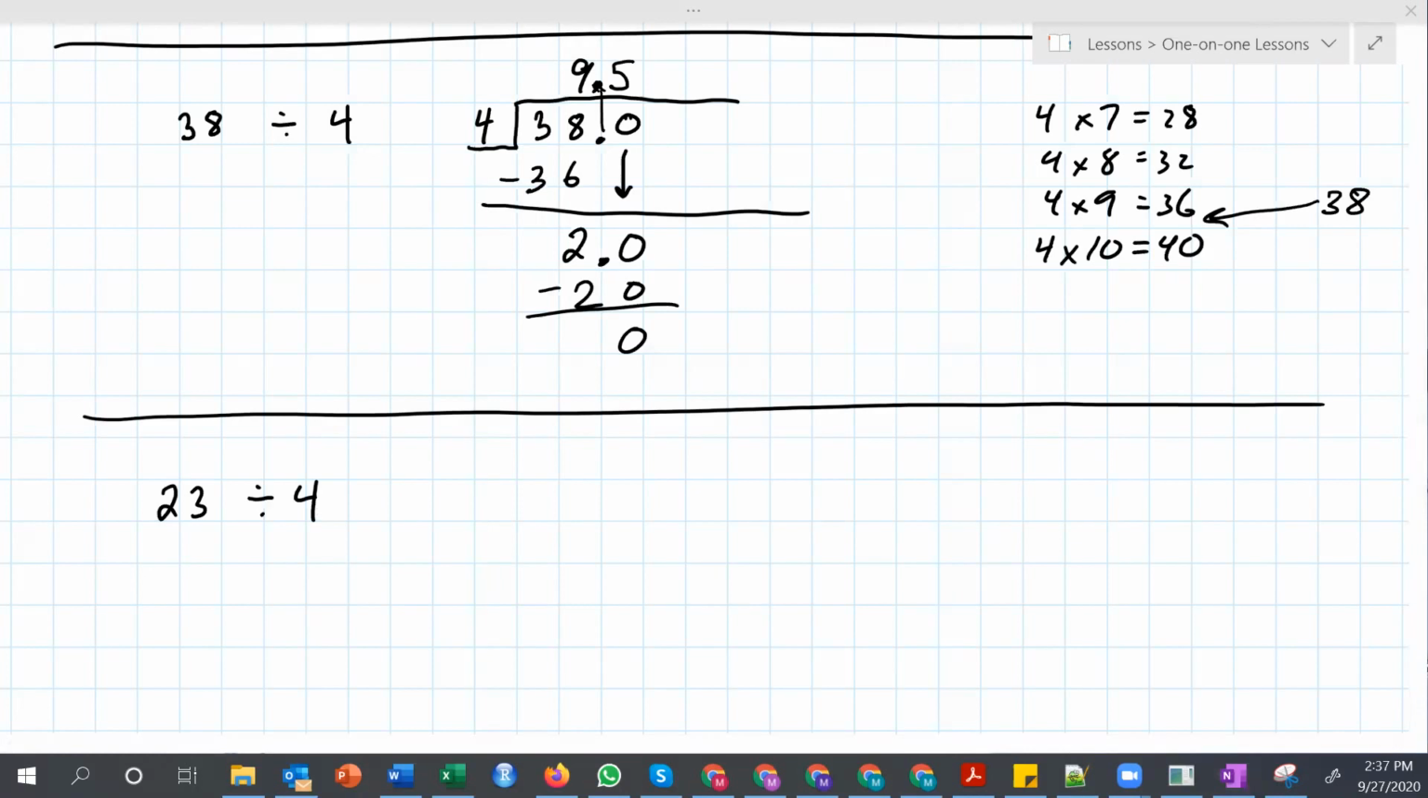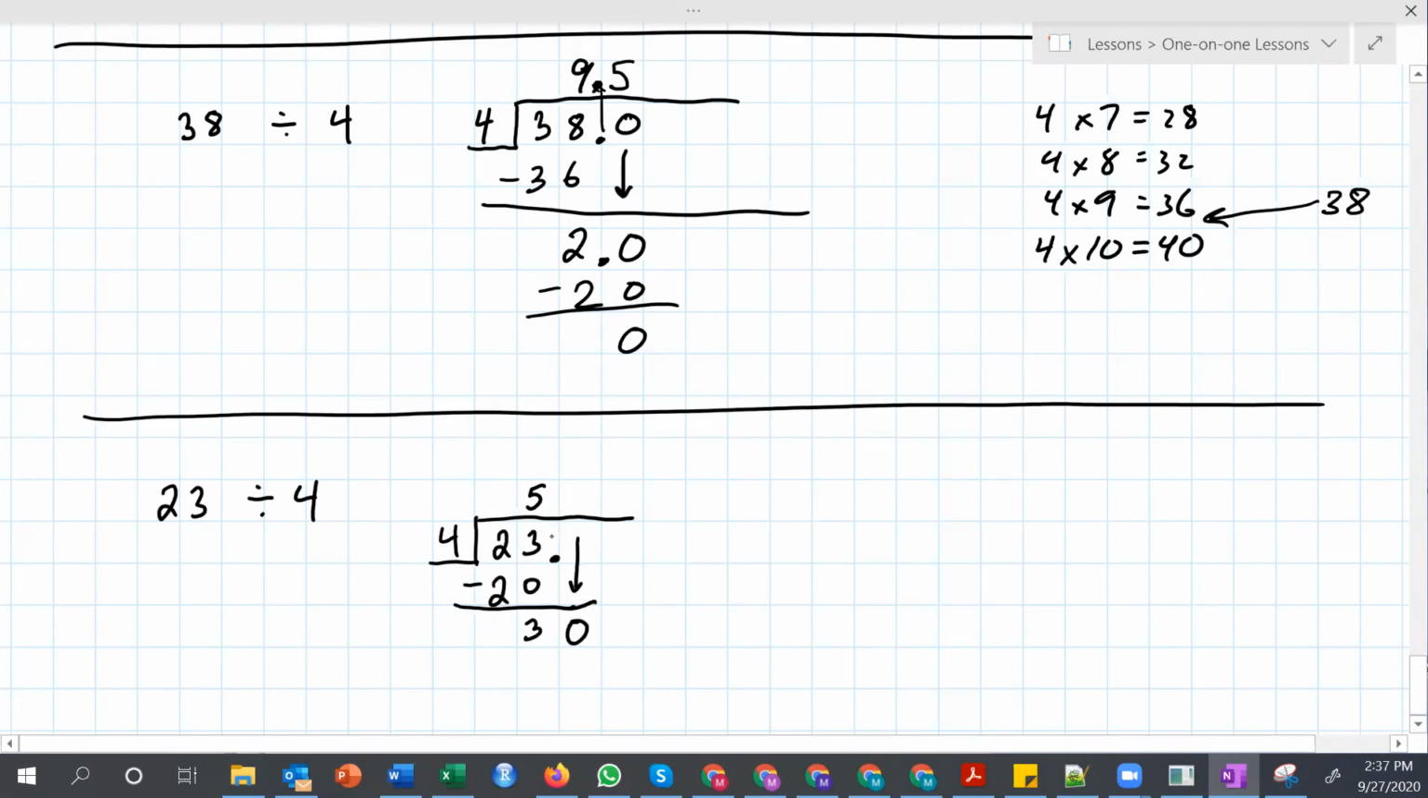Hit a roadblock. Okay, so let's put 4 on the outside of the house, 23 on the inside. How many times does 4 go into 2? None, but into 23 it goes 5 times. 5 times 4 is 20, and then you subtract and you get 3, and if you get a number here, you always bring a 0 down.